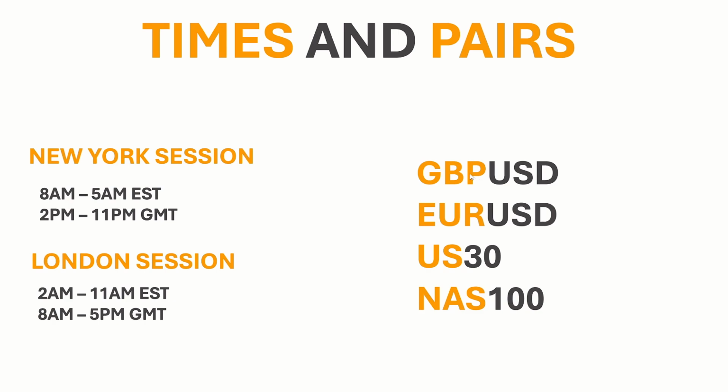So pairs: GBP USD, Euro USD, US 30 and NAS 100. Now, this is from my back testing. I recommend you guys go back test the strategy for yourselves and find what works best for you. However, from my back testing, these 4 pairs work really well.